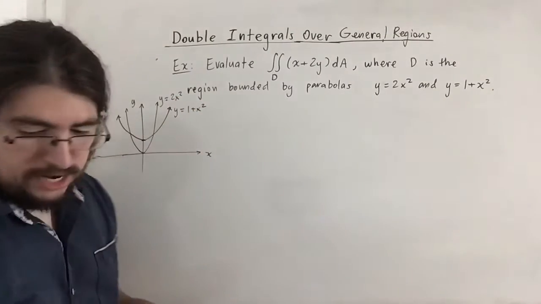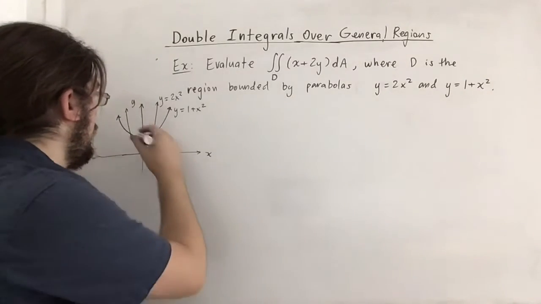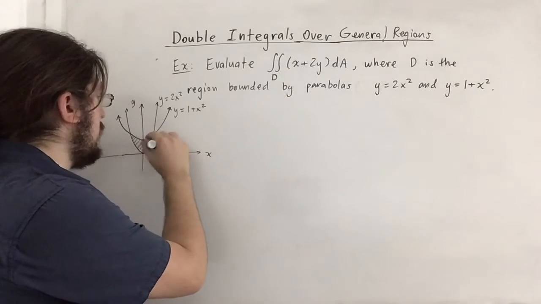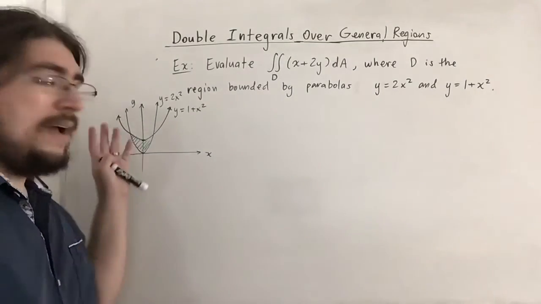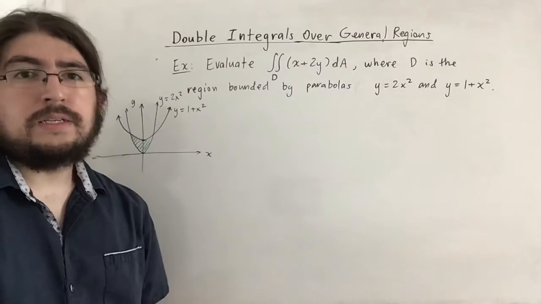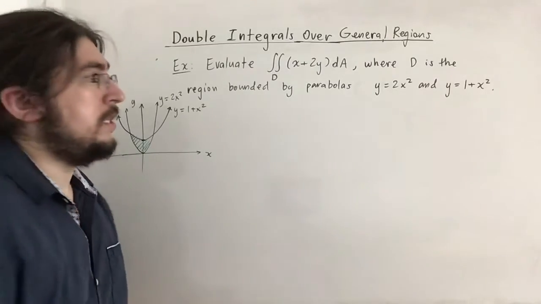So this region here is the region we're looking for. This is the region that we're integrating over, basically. So now, notice here, we have these two functions that are in terms of x. So that tells me really this is a type 1 region. So keep that in mind.